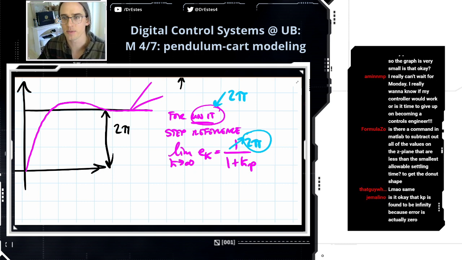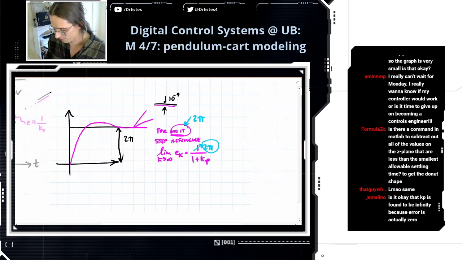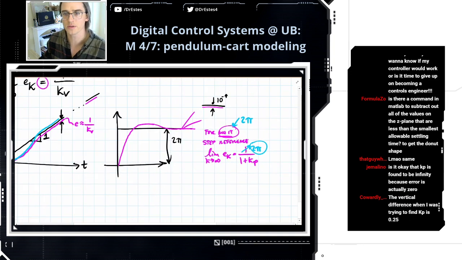So is it okay that Kp is found to be infinity because error is actually 0? Sure, but if you look at the graph, I don't know if you'll find the error to be exactly 0. The point of looking at a graph and doing these is it's supposed to emulate running this on hardware and just verifying that everything's working.